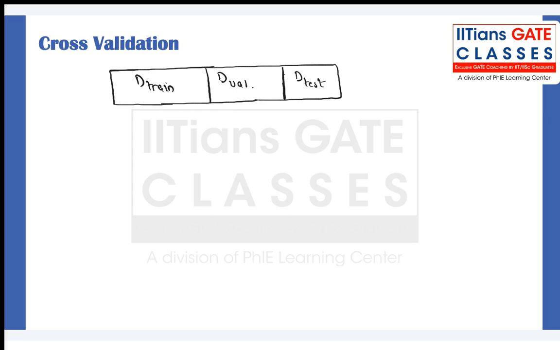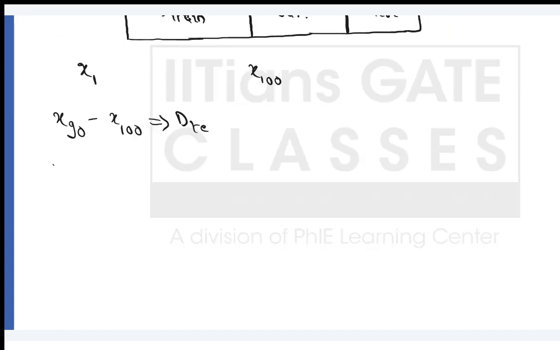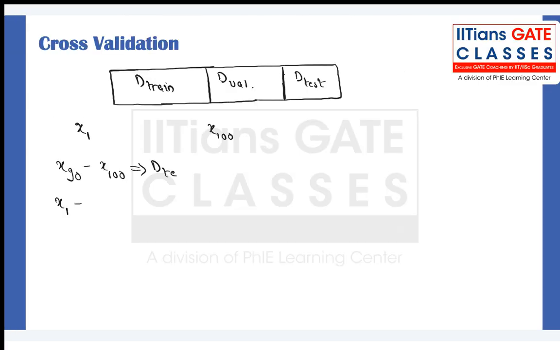Now cross validation means, if I, let's say, have some data points from x1 till x100. Let's say that from x90 till x100, you have designated these points as your test set. Let's say points x1 till x60 denote your training set. And let's say your points x61 till x89 all denote your validation set. So you train your model on the points x1 till x60, you validate your model on x61 till x89, and you test your model on x90 till x100.